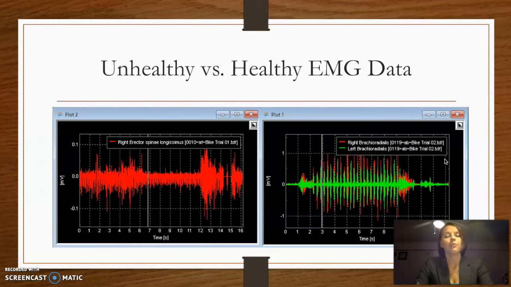So I wanted to show an example of unhealthy EMG data versus healthy EMG data. On the left, you actually see the EMG data of someone's back while they are bending over. You can see the back muscle never completely relaxes. It is constantly firing, which is really bad for musculoskeletal health in the long run. Whereas in my data, you can see complete relaxation in between every single stroke. I go all the way down in terms of electrical stimulation.